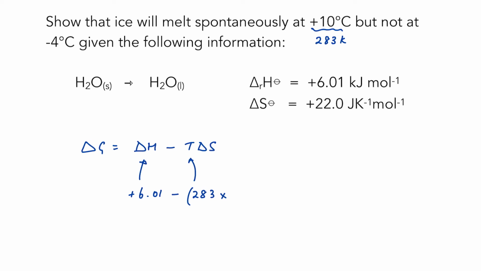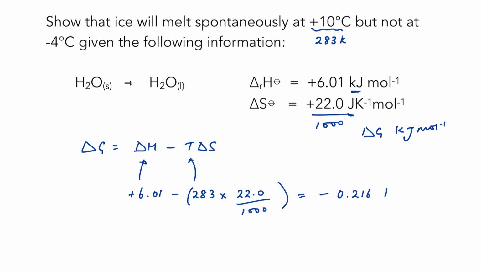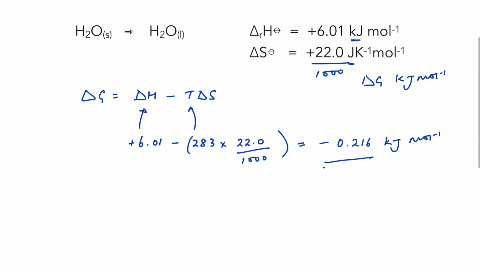Now, enthalpy is in kilojoules per mole. Gibbs free energy is in kilojoules per mole, but entropy is in joules per Kelvin per mole. So we need to divide that number by 1,000 before we use it. So minus 283 times 22.0 over 1,000. And when you plug that into your calculator, you get a value of minus 0.216 kilojoules per mole. And that is my answer.